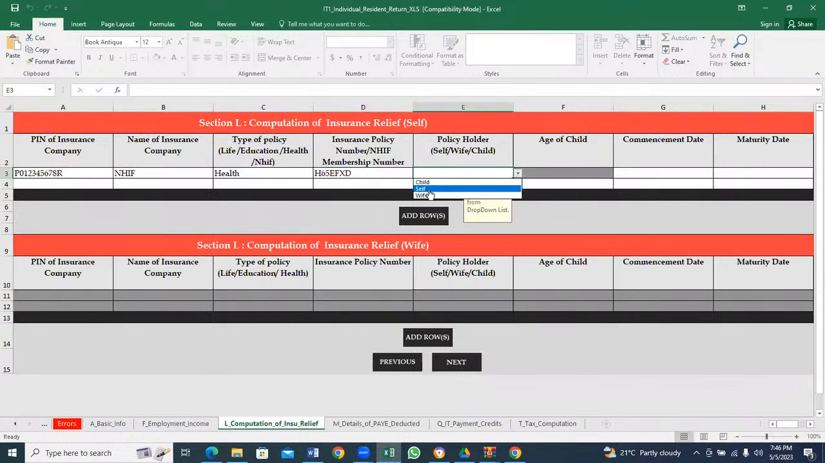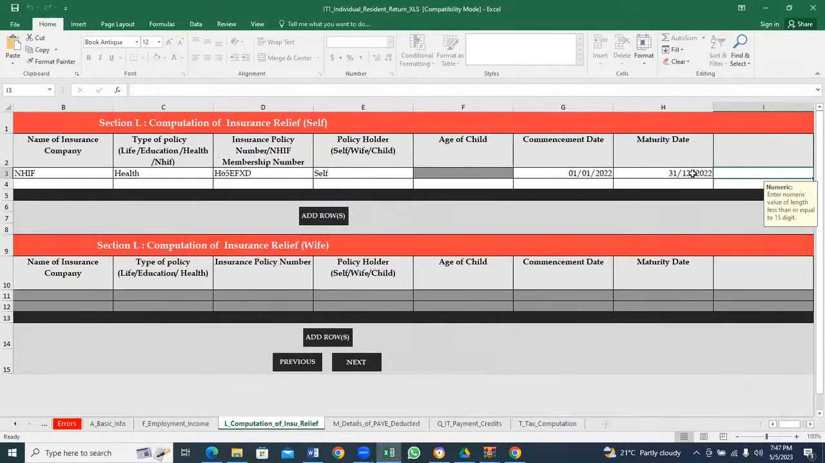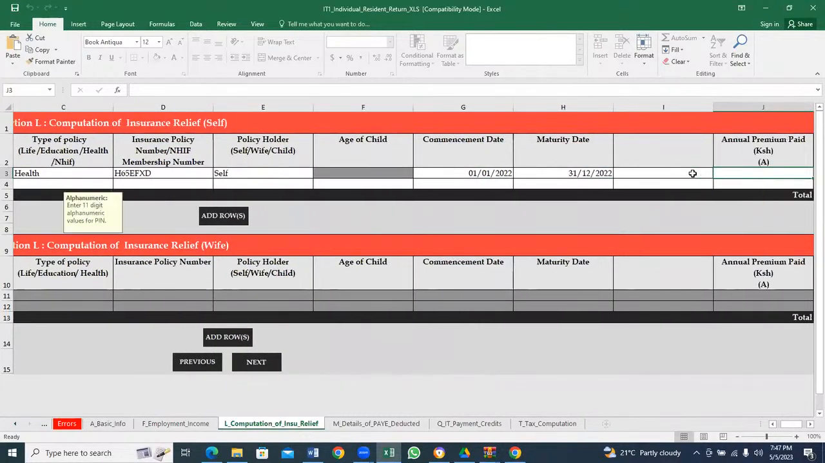Policy holder ni self. Then, commencement date, eka 1st of January 2022 to the end of the year, 31st of December 2022. Yes, I put 21st, that is bad. To 31st of December 2022. Then I come here.